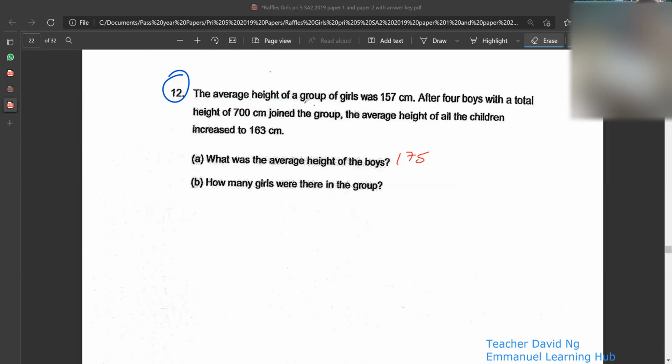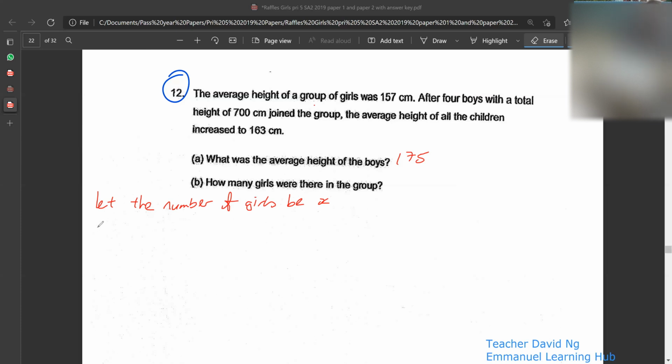The average height of a group of students is 157 cm. After 4 boys with a total height of 700 cm join the group, the average height of all the children increased to 163 cm. What's the average height of the boys? 175. How many girls were there in the group? Okay, you're going to let the number of girls be X.